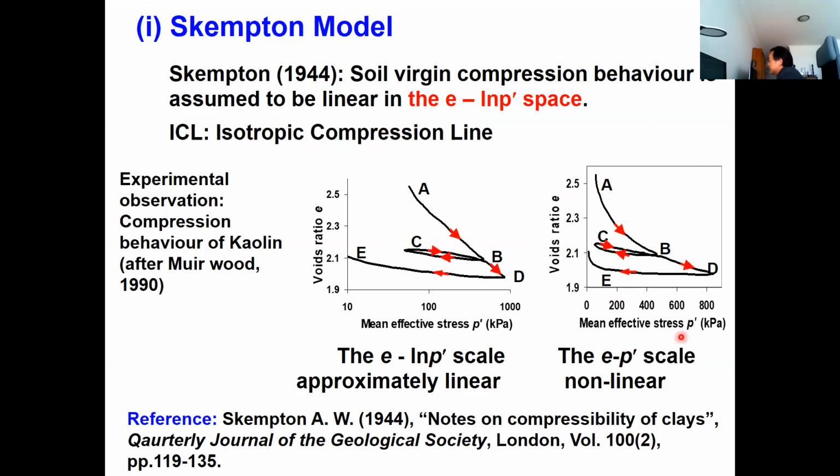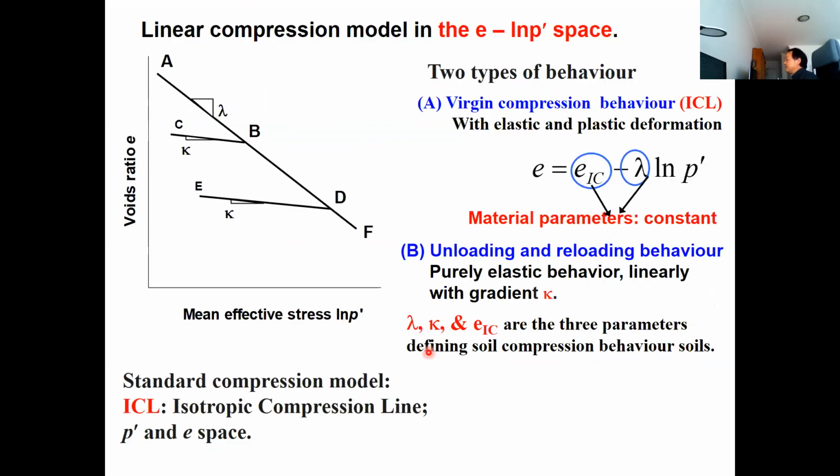So this model presents data as void ratio against the logarithm of stress. You see 10, 100, 1000 is the logarithm of the stress scale. So in the e-log p' scale, AB is approximately linear. So what is this model? It describes the compression behavior of soil in the e-log p' scale and assumes soil behavior as linear. Okay? So this is the model.